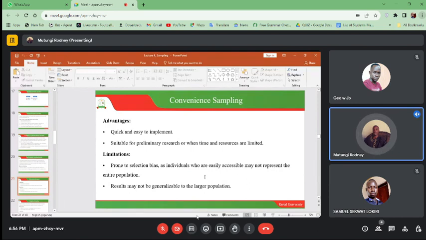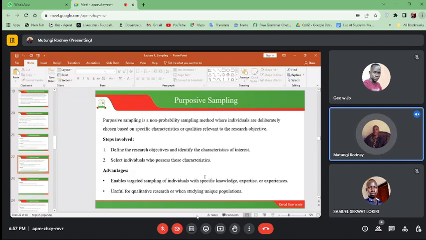Then results cannot really be used to generalize or to infer to the larger population, because you haven't done any representation of everyone, okay? You have just sampled conveniently. So you cannot use such to tell us that you have generalized your results to the larger population.